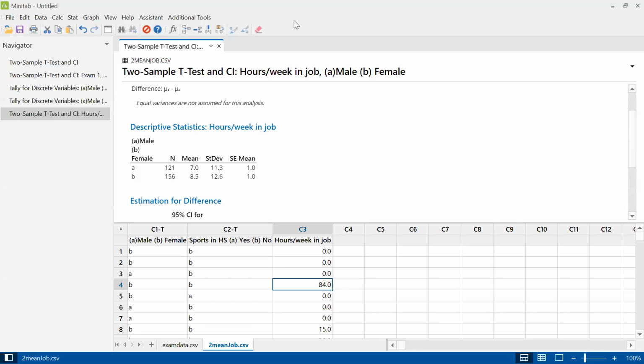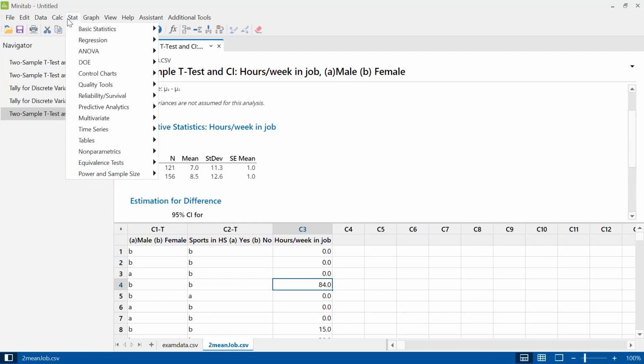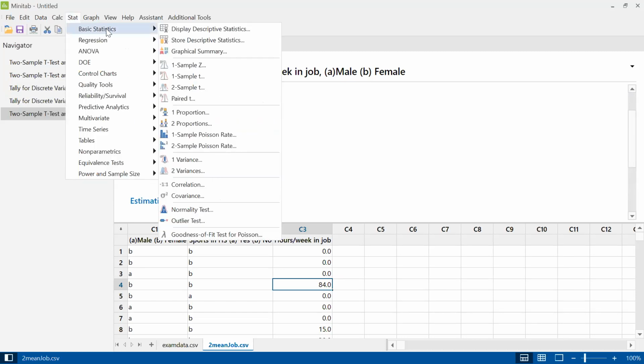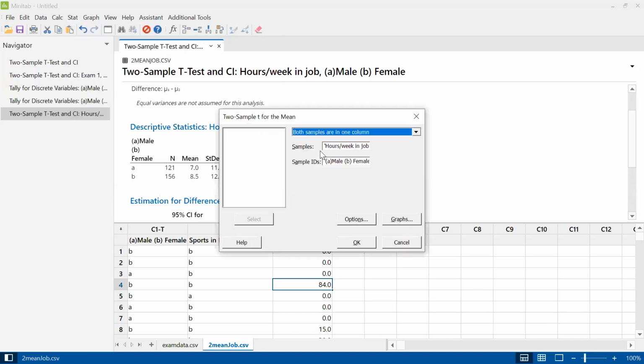Okay, let's do the same comparison for sports, yes or no. I don't really have any reason to believe that the people who did sports in high school would work more hours than the people who didn't, but I thought it would be an interesting comparison. Maybe they're still doing sports now that they're in college and they don't have time for a job, or I don't know. I don't know why there might be a difference.